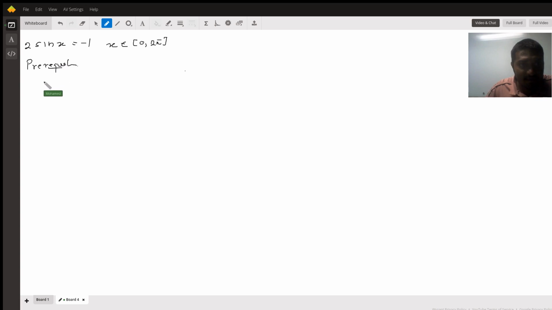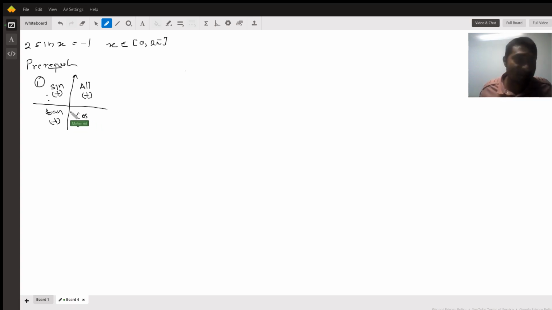The first one is that when it comes to trigonometric functions, all trigonometric functions are positive in the first quadrant, sine is positive in the second quadrant, tan is positive in the third quadrant, and cos is positive in the fourth quadrant. So cos and tan in the second quadrant are negative, sine and cos in the third quadrant are negative, and tan and sine in the fourth quadrant are negative. That is one of the basic things that you should know.